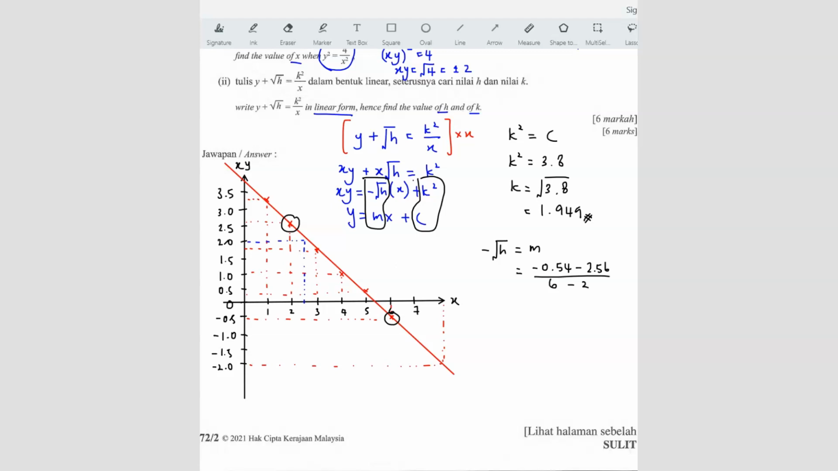So I should get negative 0.775. So this is the gradient. So I'm going to shift this to find h. So I should get 0.775 square. Okay, because the negative here can cut. So square this, I should get 0.6 roughly. I got here 0.6006, so I'm just going to put 0.6. Okay, so this is the value of h. Alright, so this is how you solve this kind of question.